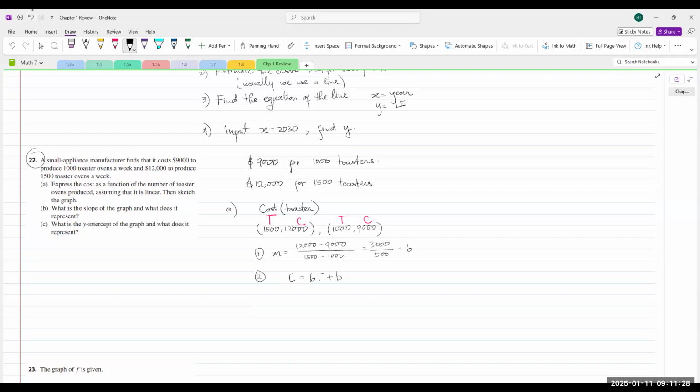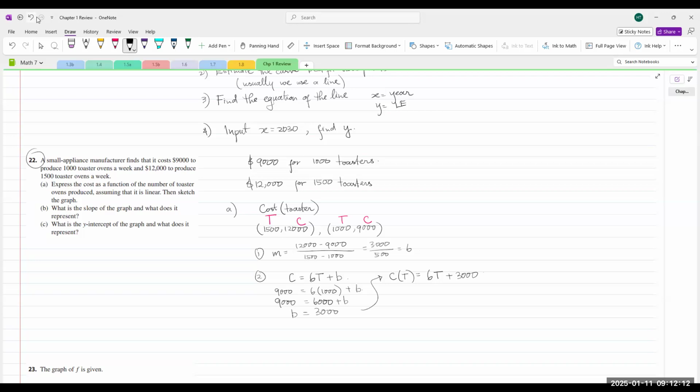And you will see that b here, in econ or in finance, we call that the fixed cost. So I will use one of the coordinates. Let's say I use $9,000 for 1,000 toasters. That's 9,000 equals 6,000 plus b. So b equals 3,000. Now, the cost as a function of the number of toasters produced is equal to 6 times the number of toasters plus 3,000.